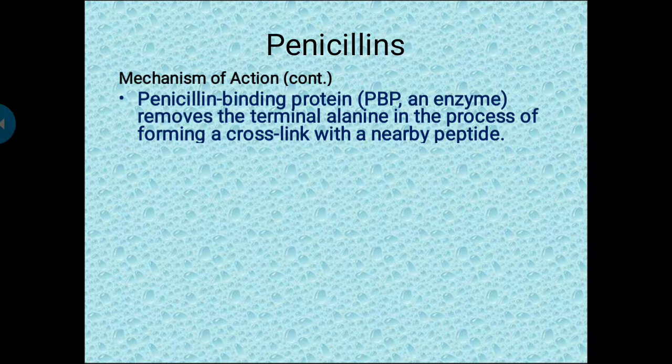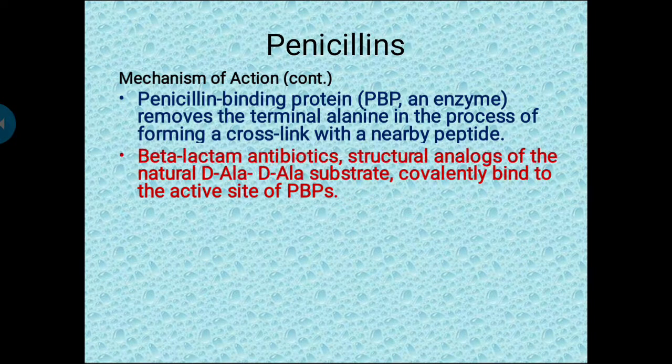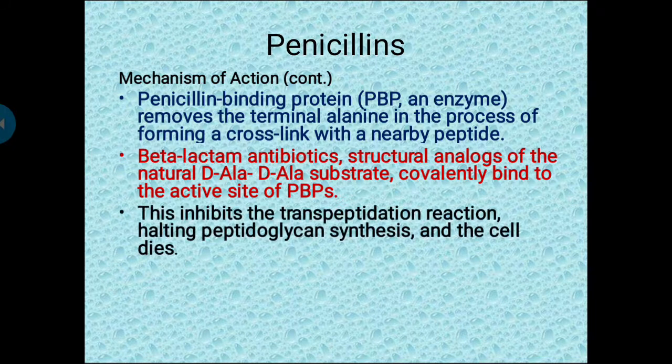But this penicillin binding protein, or the transpeptidase enzyme, is actually responsible for making the cell wall thick by combining layers of the peptidoglycan. The beta-lactam antibiotics are structural analogs of the natural D-alanyl-D-alanine substrate and covalently bind to the active site of the penicillin binding protein. So beta-lactam antibiotics are structure analogs of the 5-membered amino acid structure's D-alanine, D-alanine, and they thus covalently bind to the active site of the transpeptidase enzyme, which is also called penicillin binding protein. Thus, this inhibits the transpeptidation reaction.